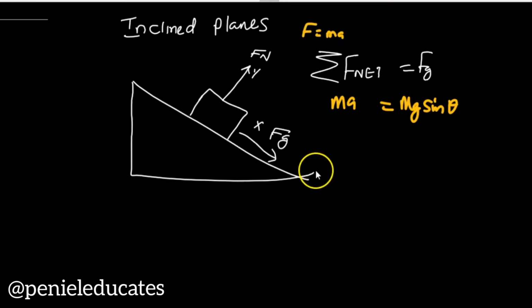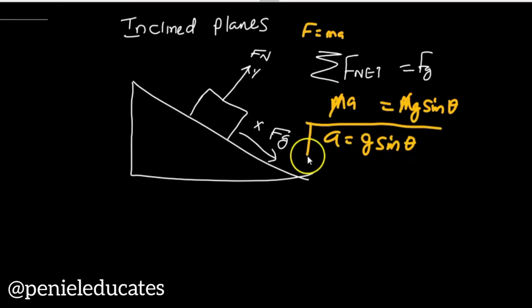So the acceleration down the inclined plane, we don't need to consider the mass when we're looking at acceleration down the plane. What it means is that acceleration down the inclined plane is independent of the mass. So we can cancel the mass out. Then we're going to have acceleration to be g sine theta. So please take note of this formula also. That is very, very important.